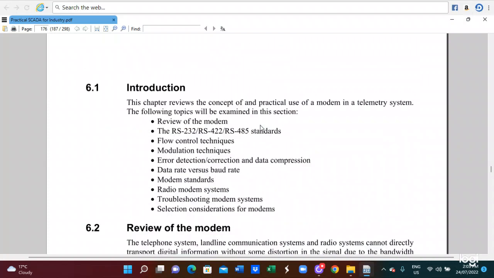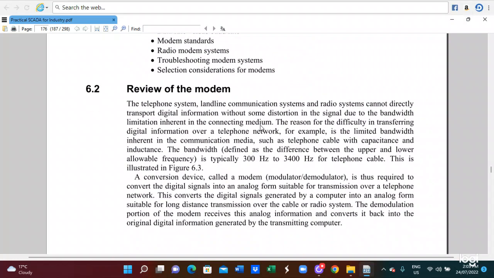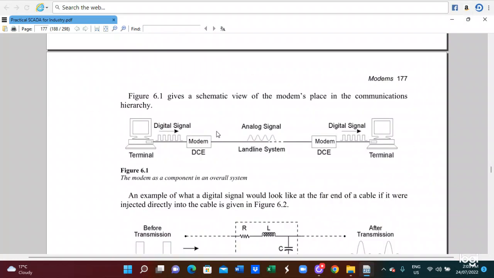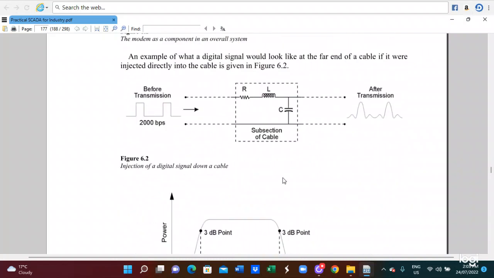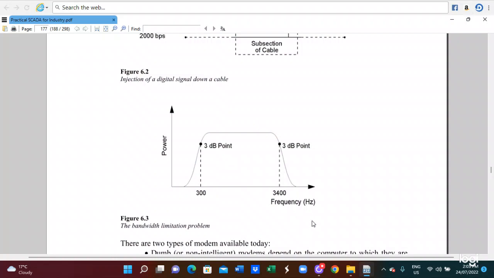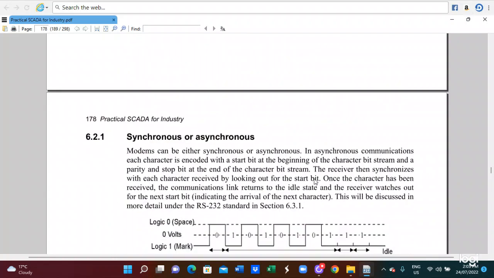After this chapter, you need to know about the modem. The view of the modem you need to read about. This is for the modem. This is the location of the modem in a system. And this is the connection of the modem. This is the data transfer system in a modem.